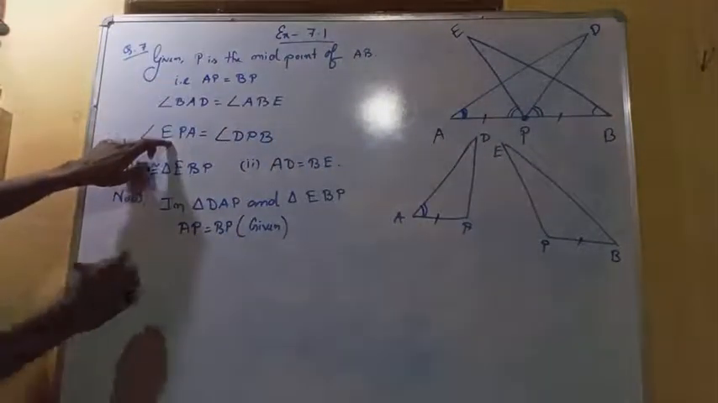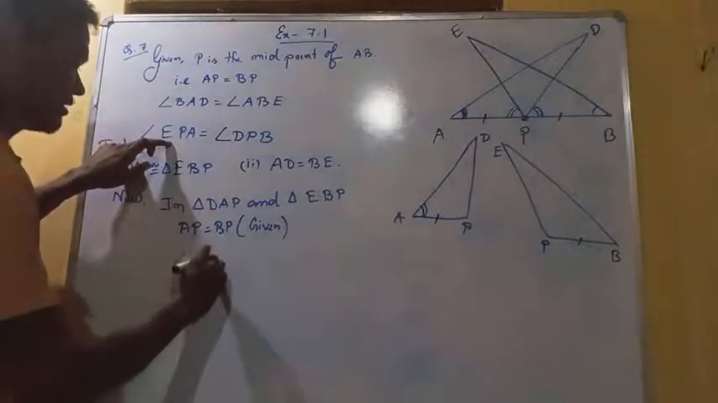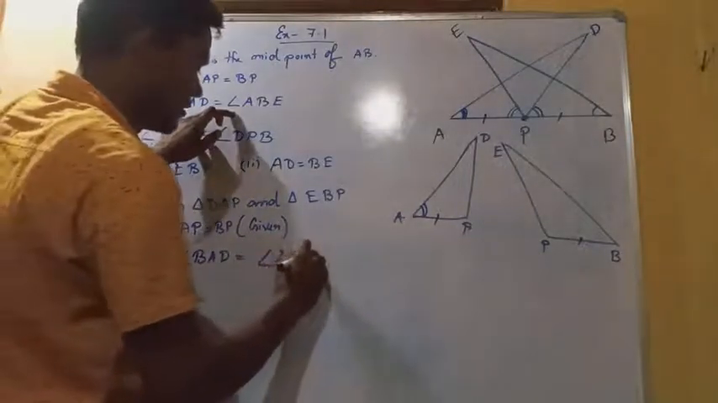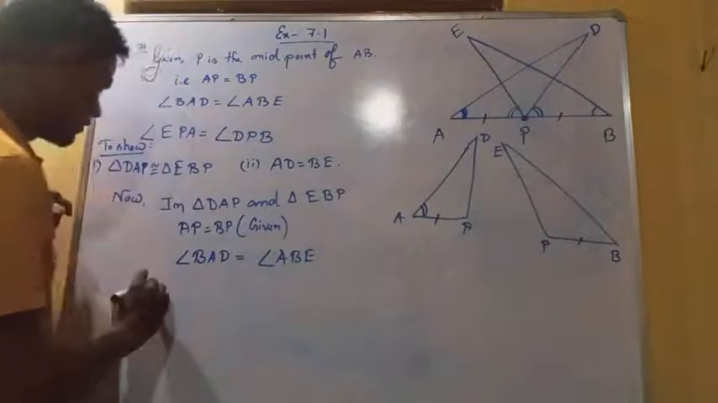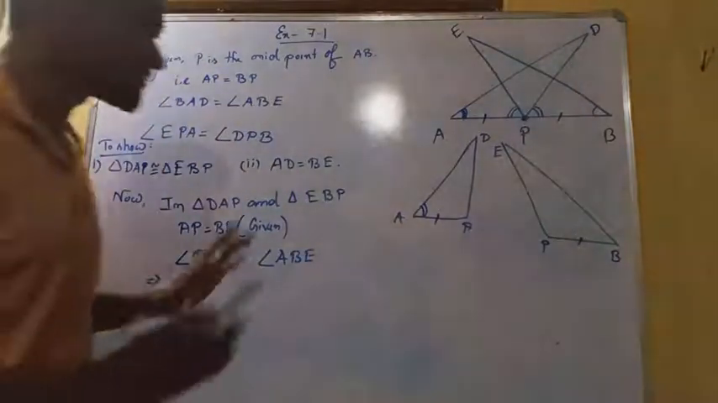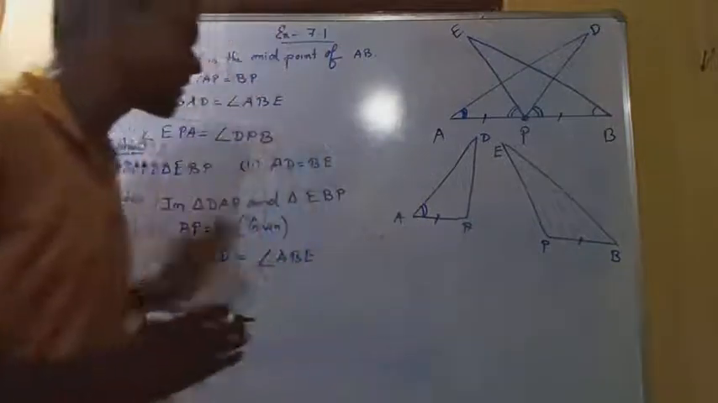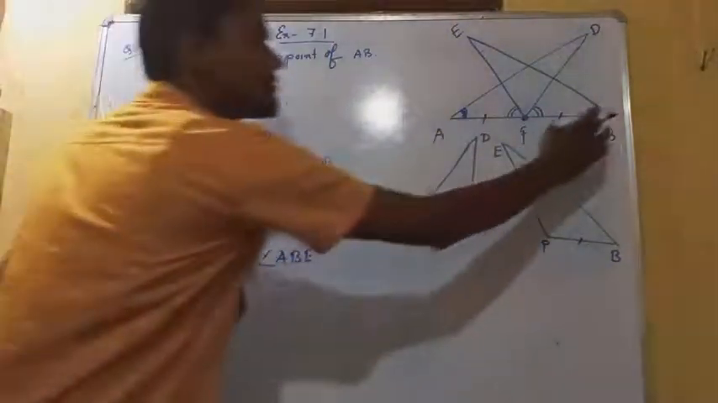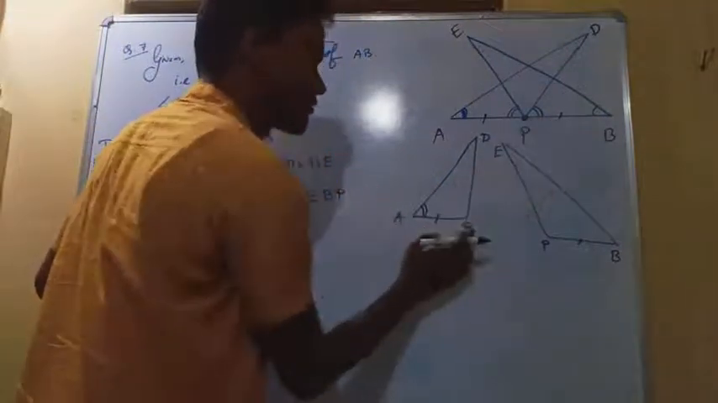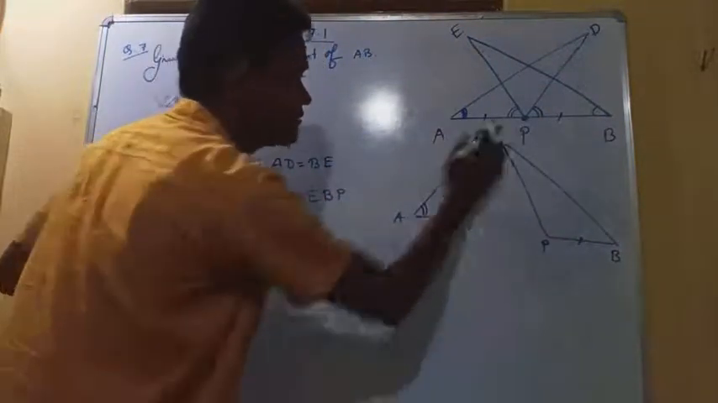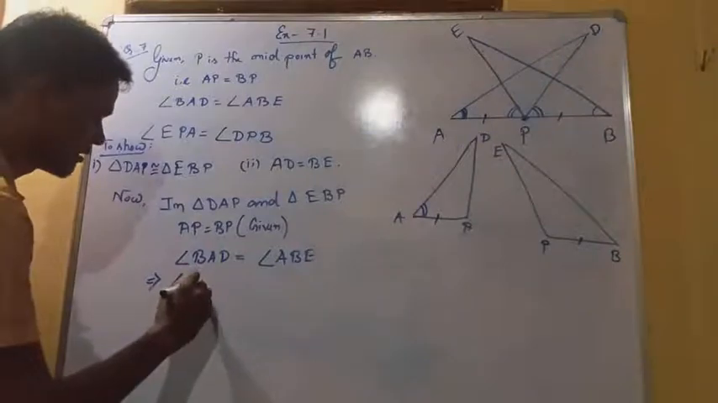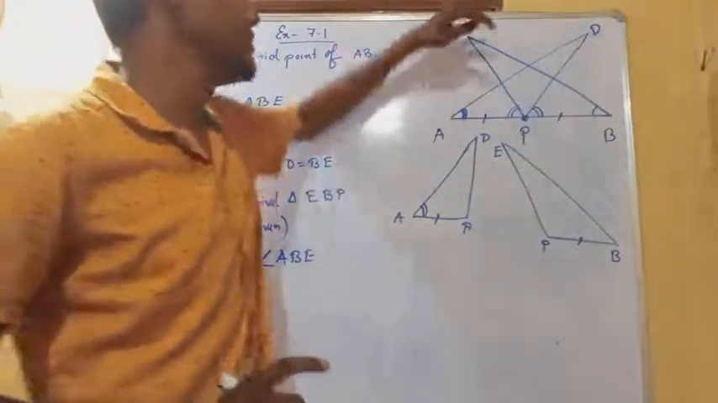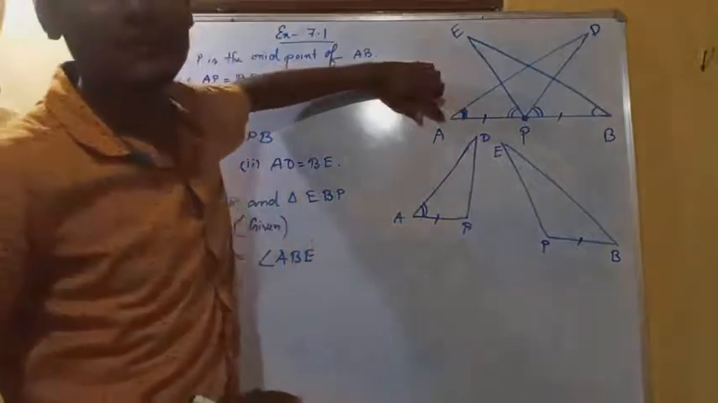That means the angle BAD is given equal with angle ABE. This is given. Instead of writing BAD, I want to limit that angle within triangle DAP. So instead of starting from B, I can start it from P also. Here it is, PAD. So write angle PAD is equal to ABE. Now look at ABE. Where is that? This starts from A.